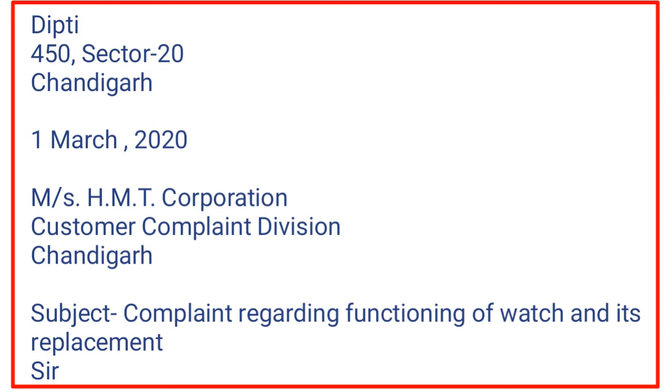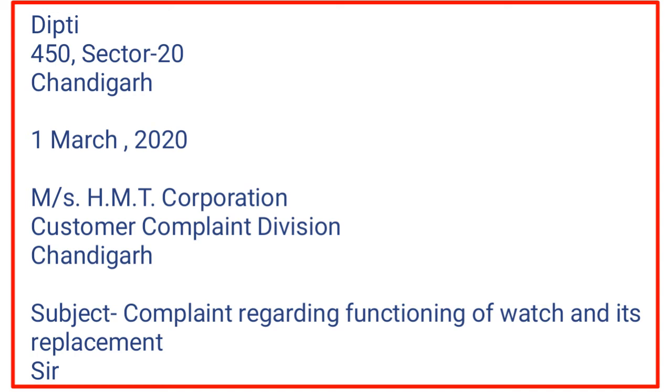Then again one more line is left, then Mr. or Mrs. HMT Corporation Customer Complaint Division, Chandigarh. So 2 addresses are being written. Then next is subject. We should write the subject, isn't it? So first of all, the word subject is written. Then we are writing that subject in simple line. Okay, complaint regarding functioning of watch and its replacement.